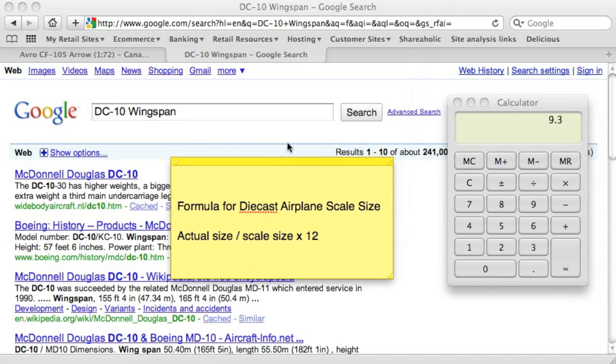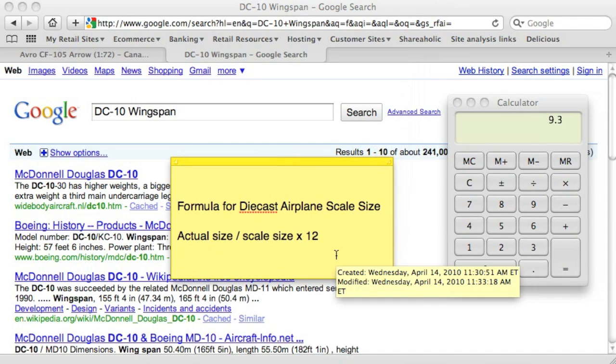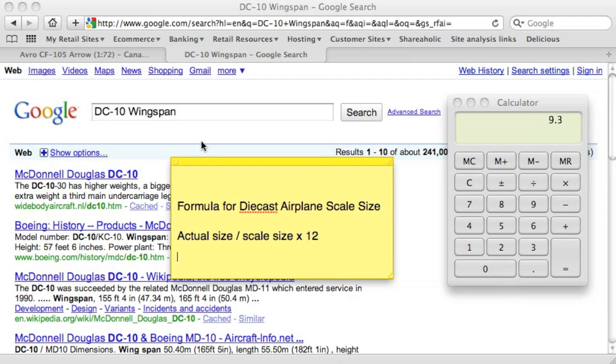I've got the formula written down right here. The formula for die-cast airplane scale size is the actual size divided by the scale size, and times 12 to get inches. And you can pretty quickly, using Google, find the wingspan of just about, I'm sure, any airplane that's ever existed. Google's pretty amazing, and I think they know that.